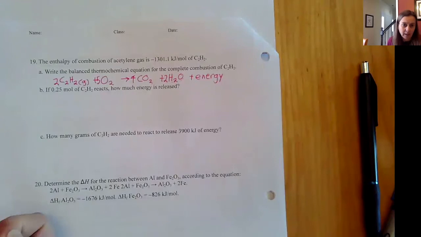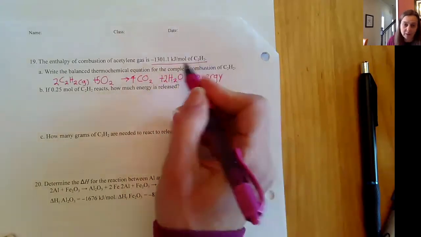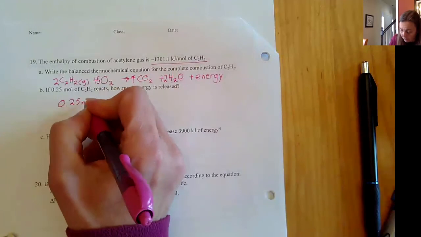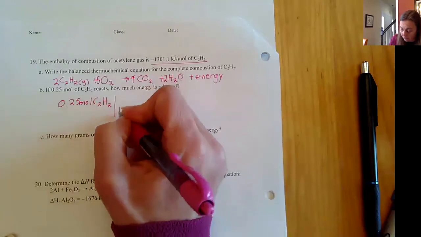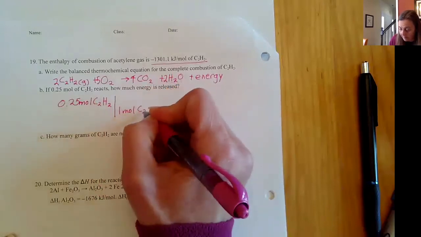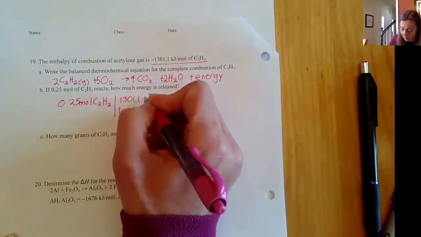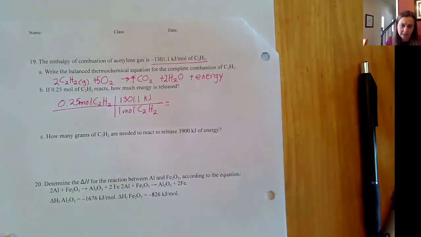Okay, it asks me how much energy is released per 0.25 moles of C2H2. Well, this reaction says that it's 1,301.1 kilojoules per mole of C2H2. So I have 0.25 moles of acetylene gas, and it tells me that for every 1 mole of acetylene gas, it releases 1,301.1 kilojoules of energy. And so that's how we're going to find that number.